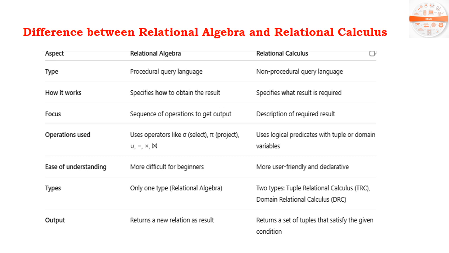Next parameter, output. Relational algebra returns a new relation as a result. Relational calculus returns the set of tuples that satisfy the given condition. So, in the next session, we'll clearly discuss relational algebra in detail.